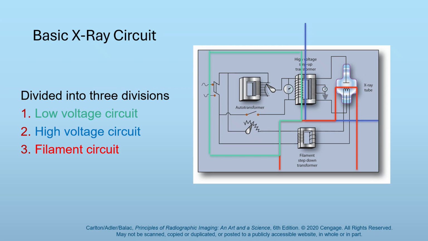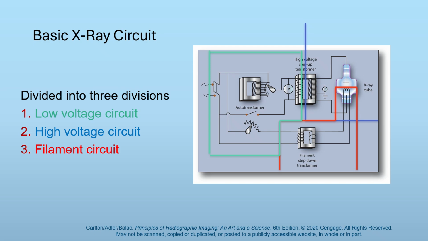So basically I've taught you about transformers now, the three types of transformer. We're going to use an auto transformer, we're going to use a step up or high voltage transformer, and we're going to use a step down or filament transformer. Okay. And the circuit is divided into three main sections. The low voltage circuit, which is in the green, that's also called the control circuit because that's where the selections on the control console are located. They didn't include the timer circuit, but it's in there.